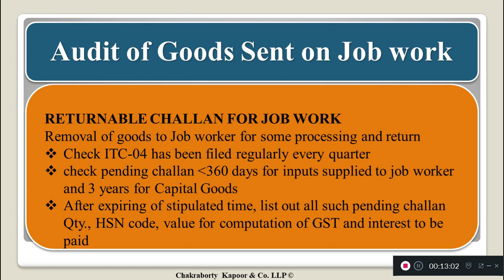It should be quantity wise, HSN code and value wise for computation of GST and interest on the same to be paid. Interest should be calculated from the date on which goods were initially sent to job worker, that is the date of sending goods to job worker for processing of goods. Interest will be charged from that date if 1 year, or in case of capital goods 3 years, has expired.